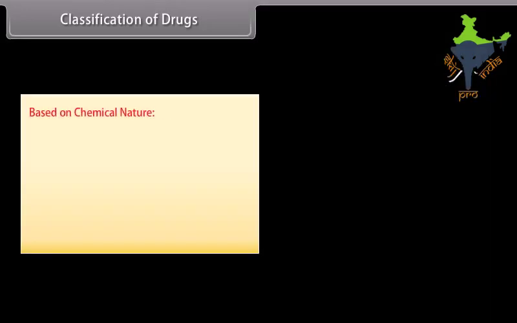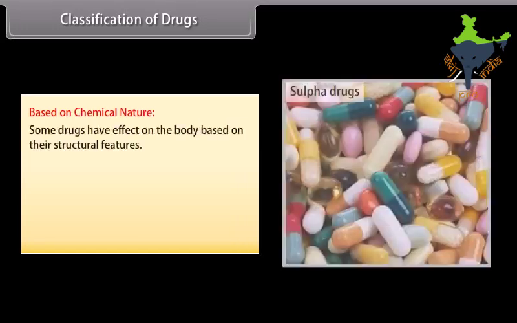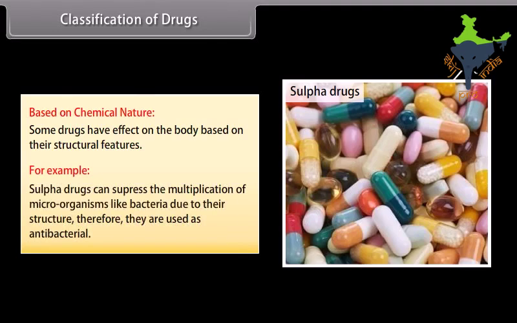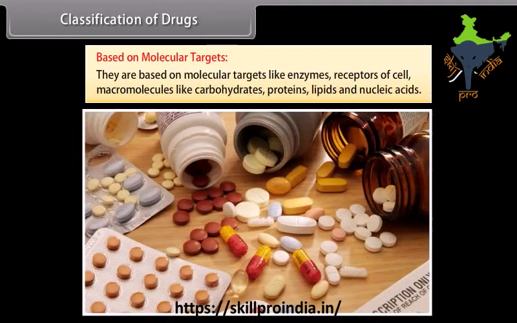Based on chemical nature. Some drugs have an effect on the body based on their structural features. For example, sulfa drugs can suppress the multiplication of microorganisms like bacteria due to their structure. Therefore, they are used as antibacterials. Based on molecular targets. They are based on molecular targets like enzymes, receptors of cells, and macromolecules like carbohydrates, proteins, lipids, and nucleic acids.